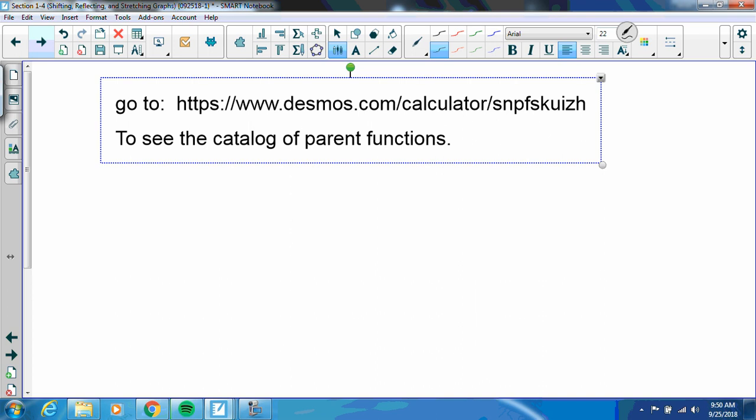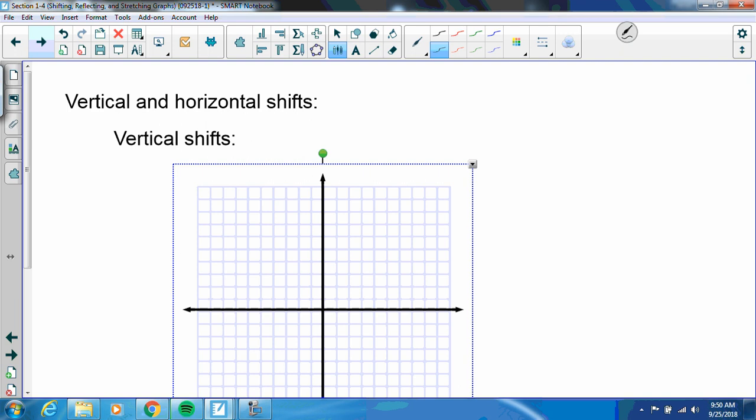Let's go. On your Google Classroom, I attached this web link, which is the catalog of parent functions. So you can go to Google Classroom and pull this up at any time. But let's talk about vertical and horizontal shifts.